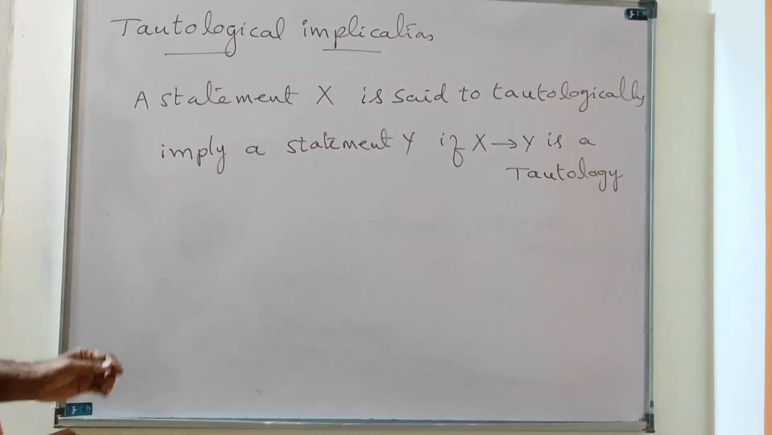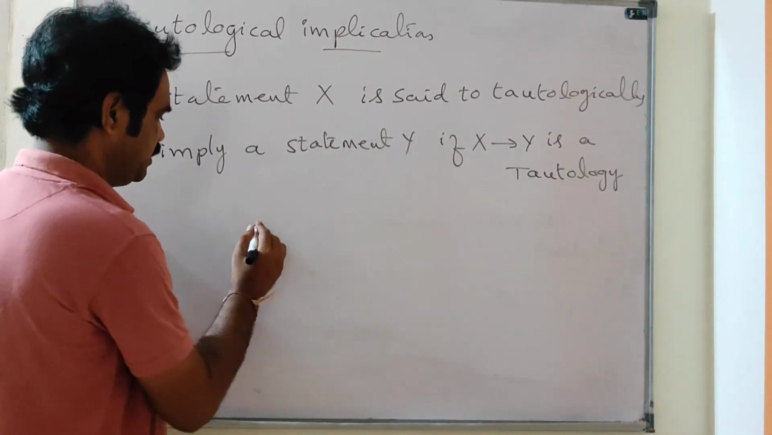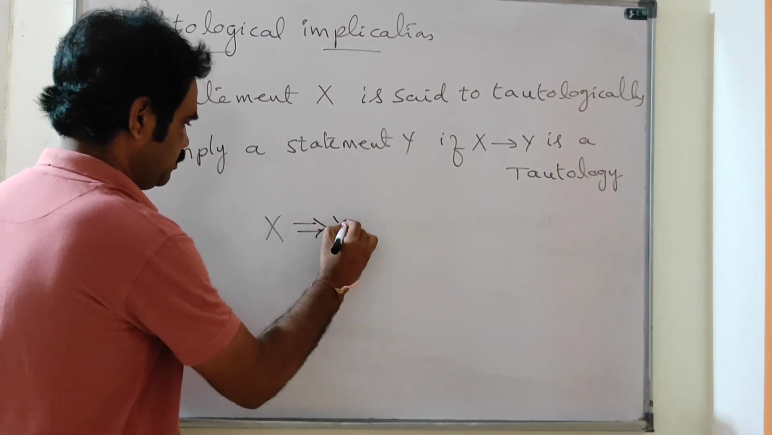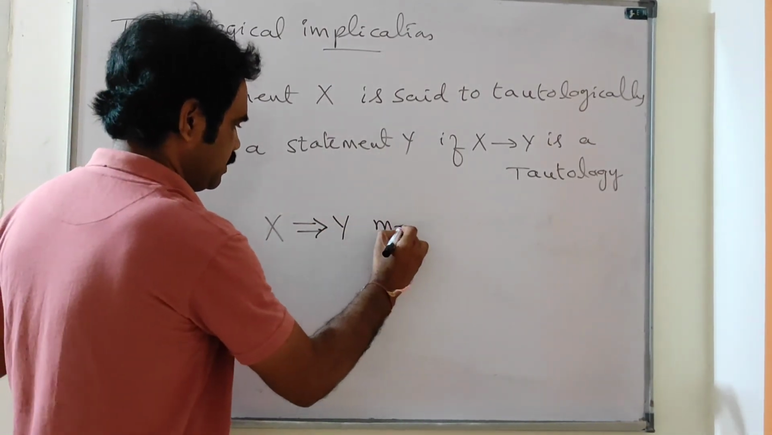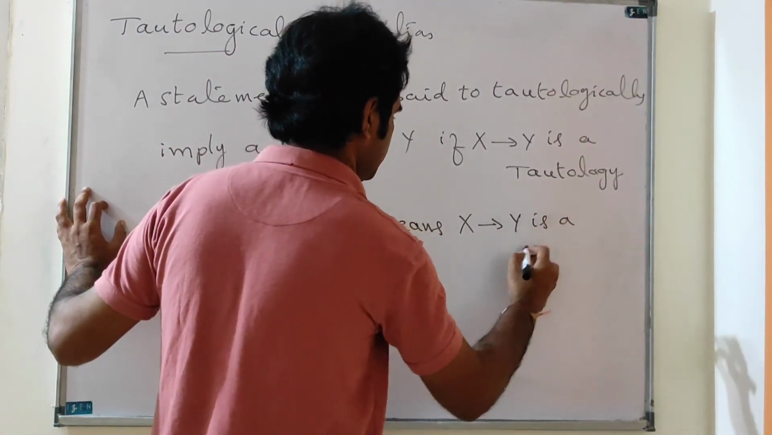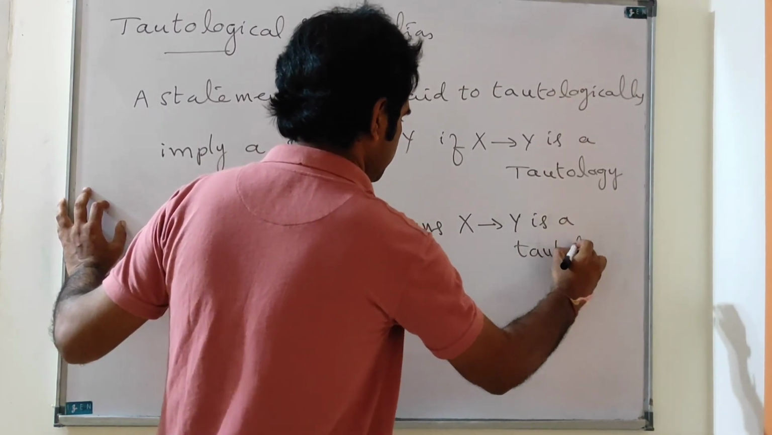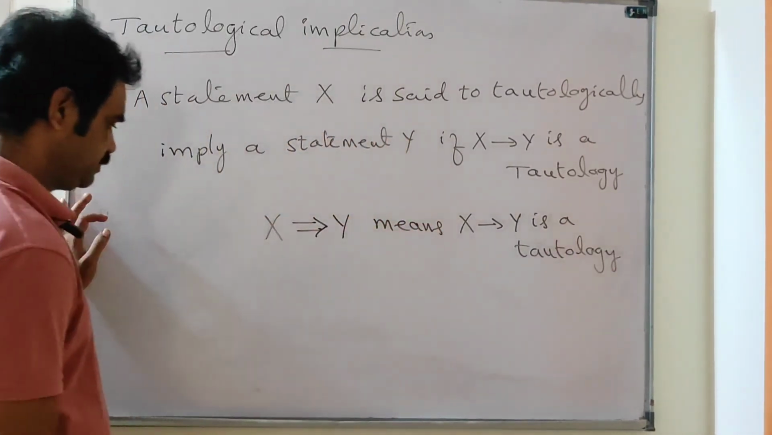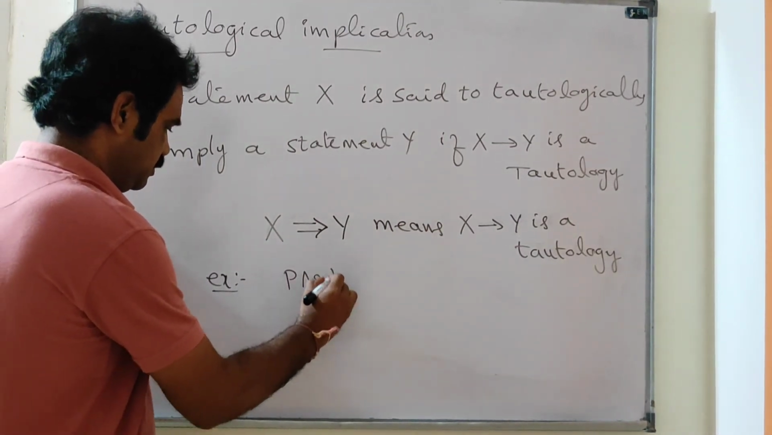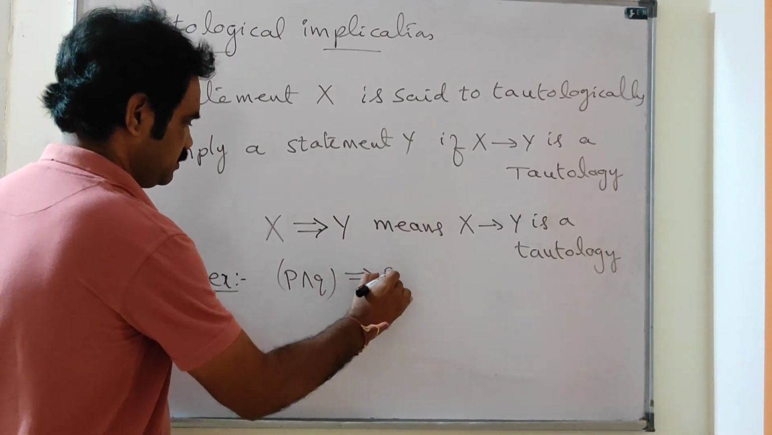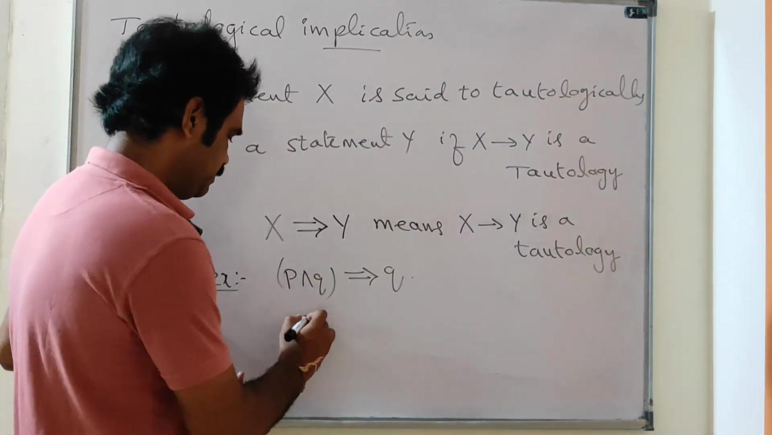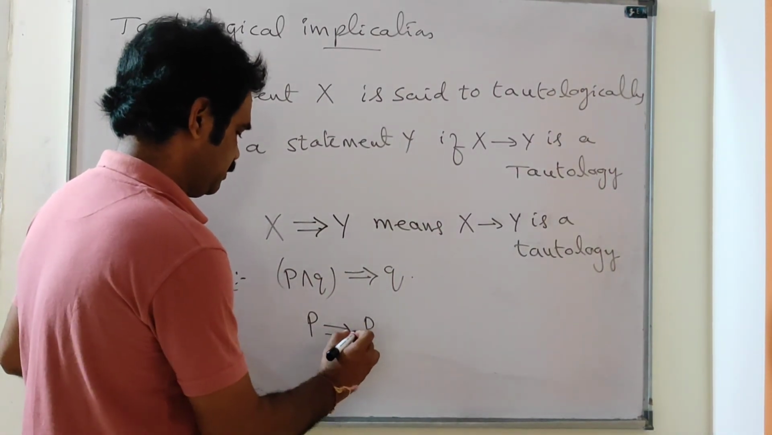If X tautologically implies Y, then we denote it by X implies Y. This means X implies Y is a tautology. See an example: P and Q implies Q. This means P and Q implies Q is a tautology. P implies P or Q.